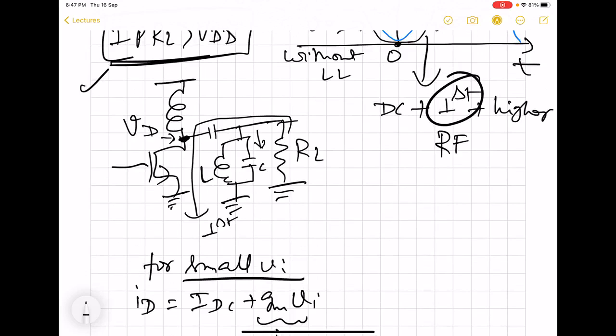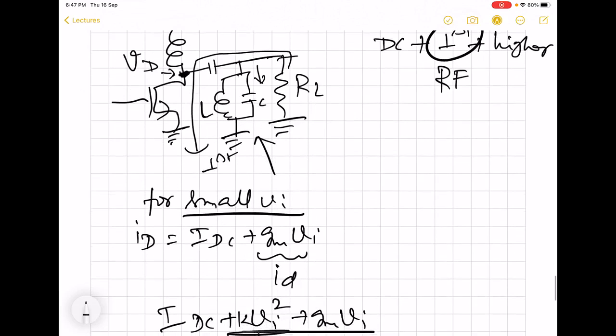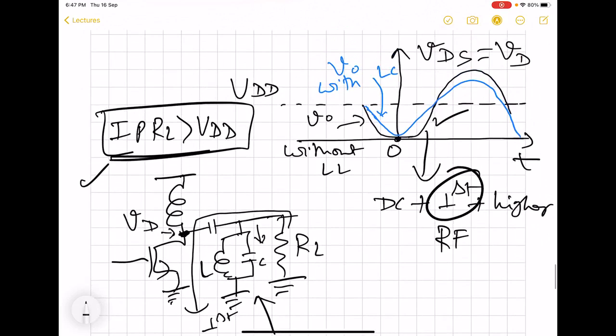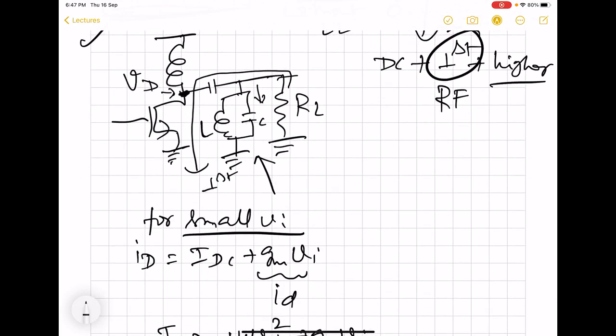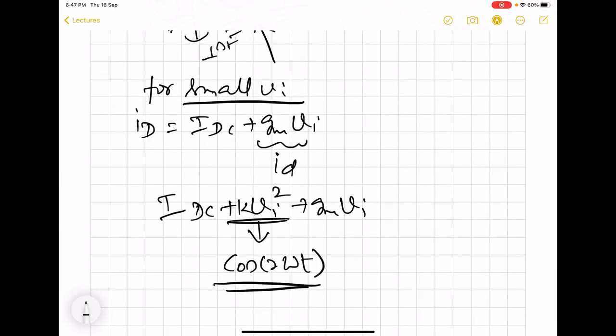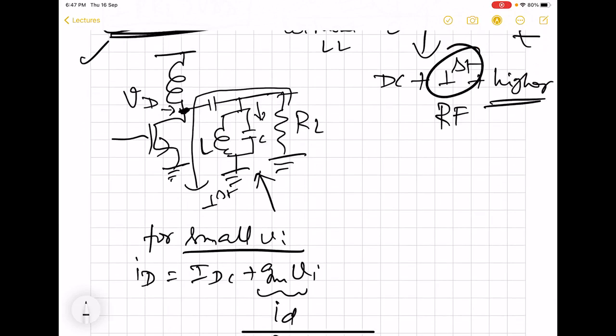a parallel LC circuit. So the two reasons why even for class A this LC should be included: first is that in case the input amplitude is such that the output swing is larger than that given by IP into RL, larger than VDD, to filter out higher harmonics in this case, and second is for large VI. In fact, for the majority of the cases, this input is going to be large. So it is better to include LC in the class A implementation also.